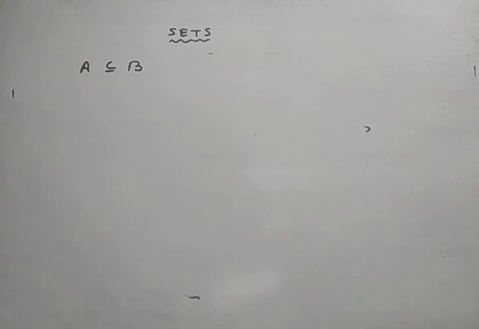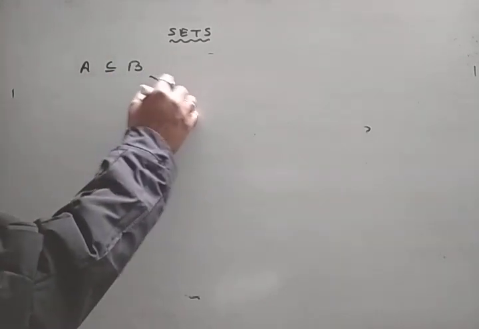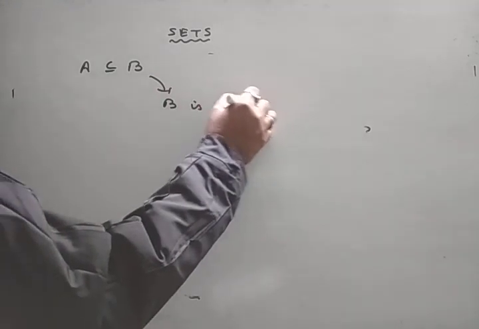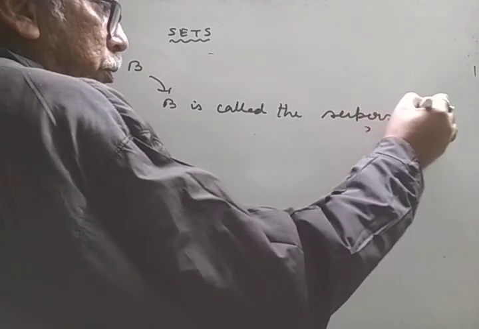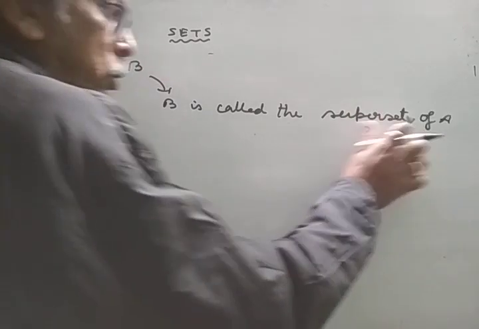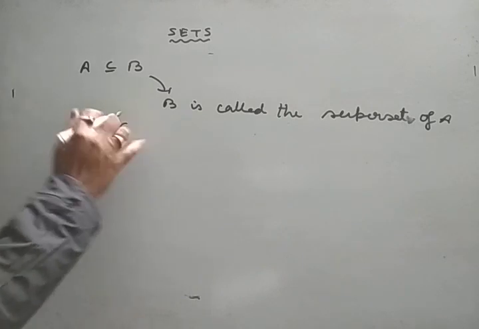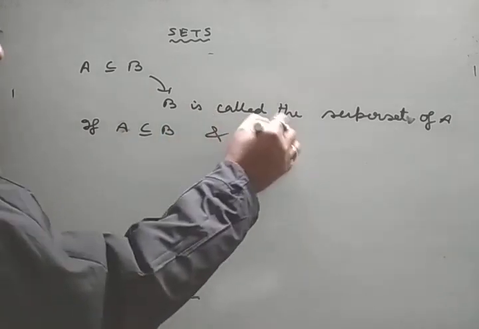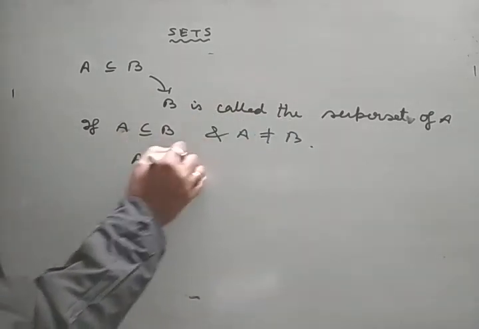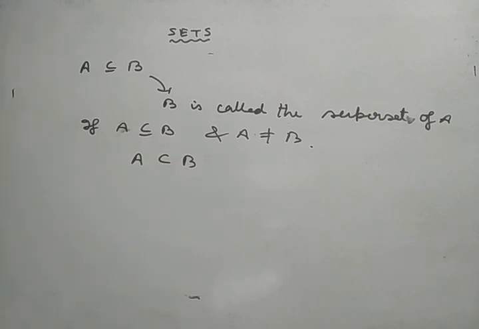So if A is a set, A is said to be a subset of B if every element in A is also in B. Then B is called the superset of A. If A is a subset of B and A is not equal to B, then A is called a proper subset of B, and it is denoted by this symbol.